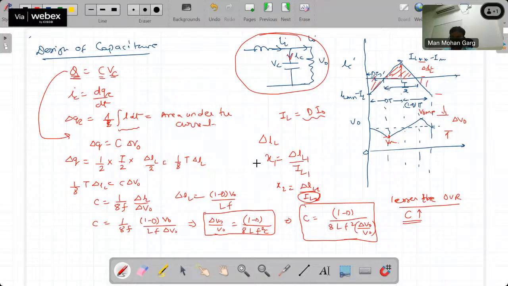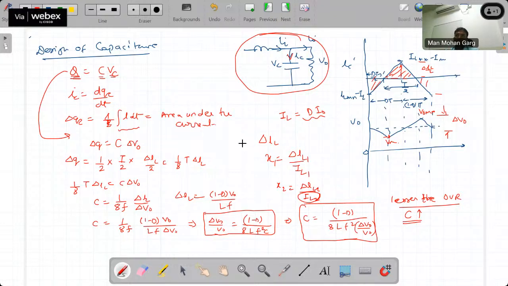Sir, what is the practical limit of current ripple and voltage ripple we take? That's what I said. Normally, this is a buck converter with only one capacitor, so the voltage across this output capacitor is the same as the output voltage. So we take the ripple to be 1%.